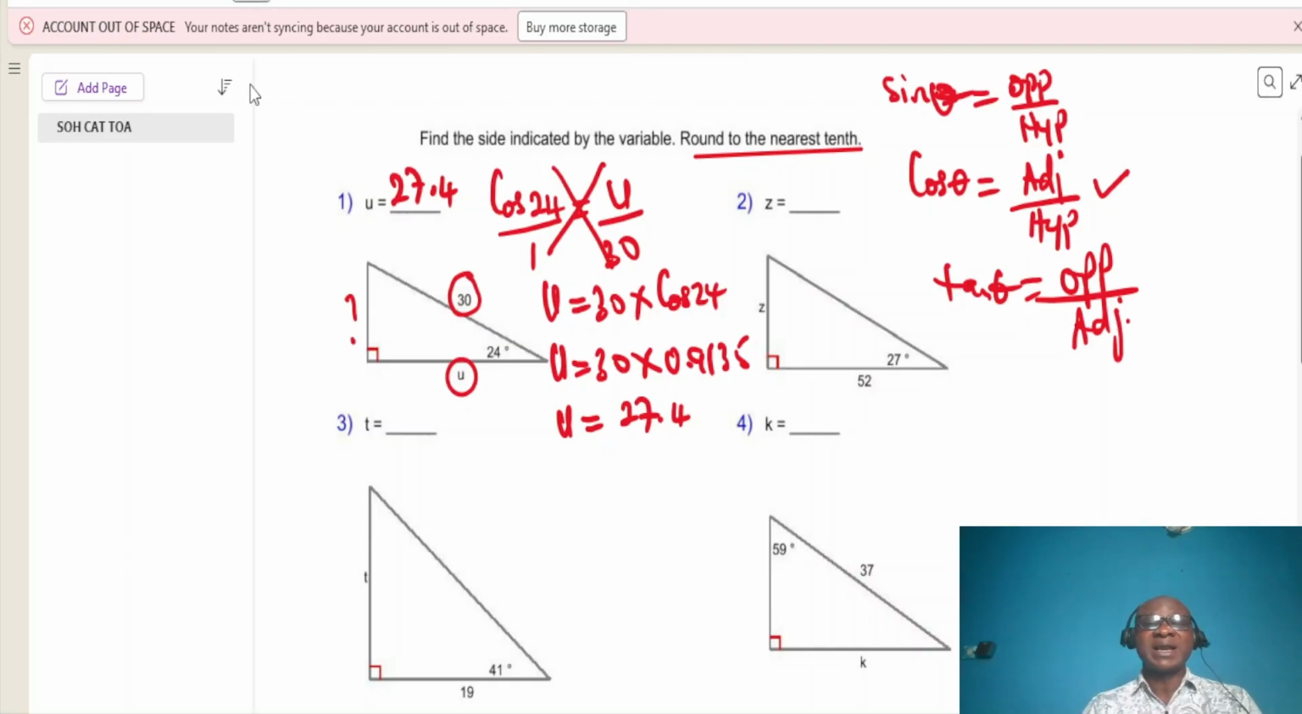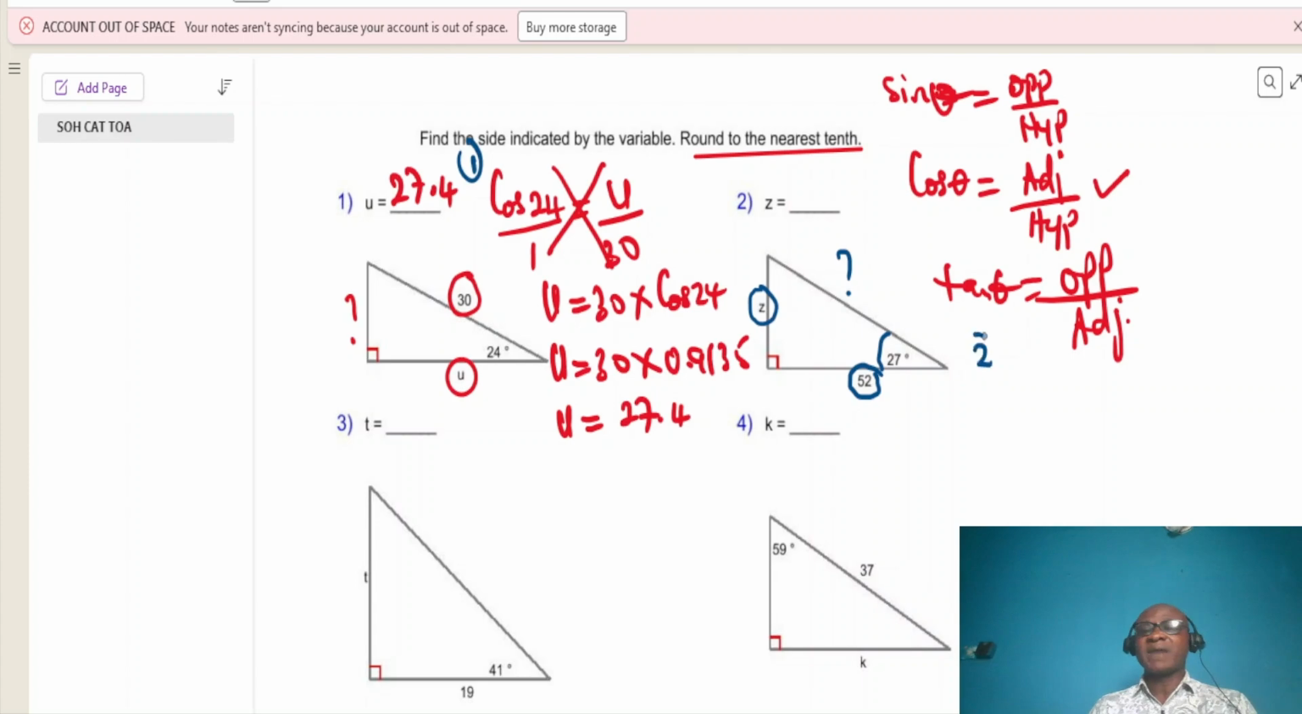Number two, I am given the angle. The angle given inside the triangle is 27, as you can see. Now, the opposite of the triangle is given as letter Z, and the adjacent is given as 52. So there is no hypotenuse. Meaning in these three trig ratios, any one that involves hypotenuse, I will not use. I will not use sine and cosine, but I will use tan to solve question number two. Now this is number one solved here.